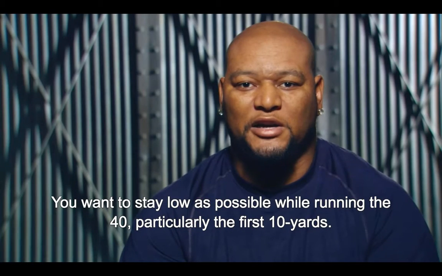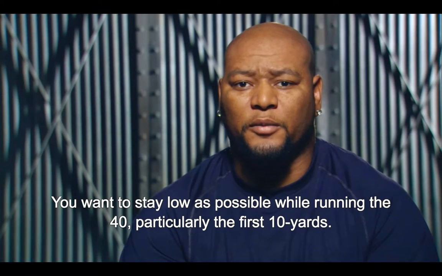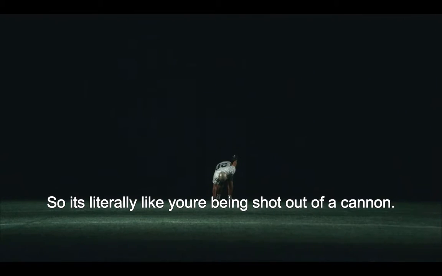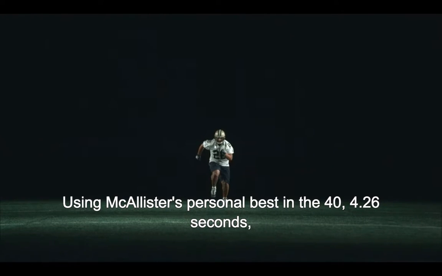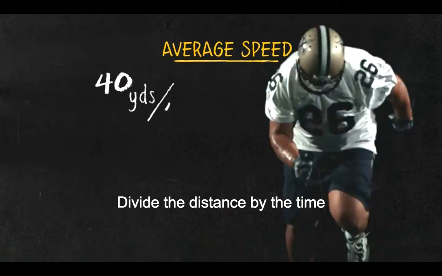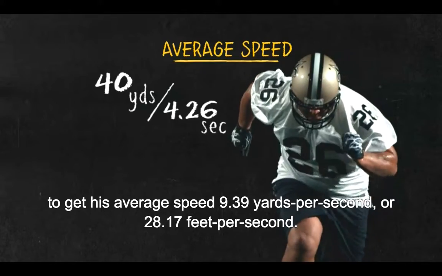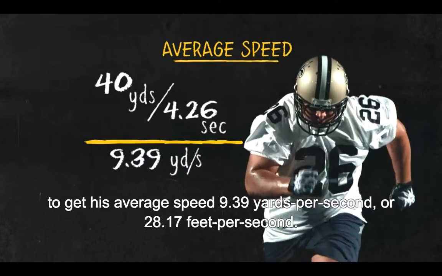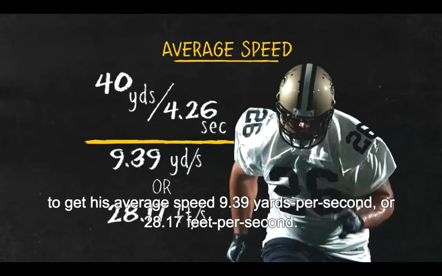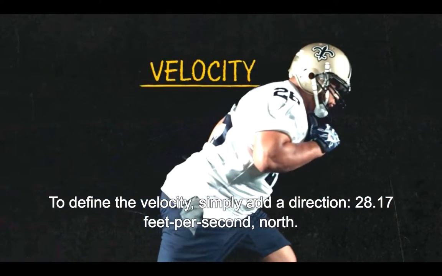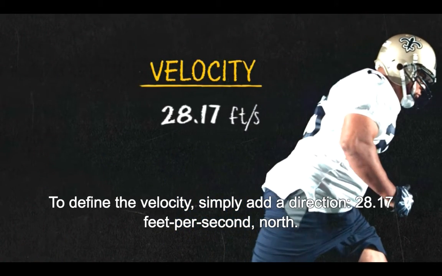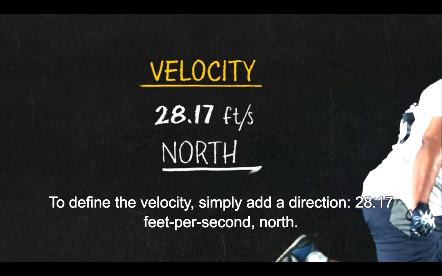You want to stay low as possible while running the 40, particularly the first 10 yards. So it's literally like you're being shot out of a cannon. Using McAllister's personal best in the 40, 4.26 seconds, it's easy to calculate his speed. Divide the distance by the time to get his average speed, 9.39 yards per second, or 28.17 feet per second. To define the velocity, simply add a direction, 28.17 feet per second north.